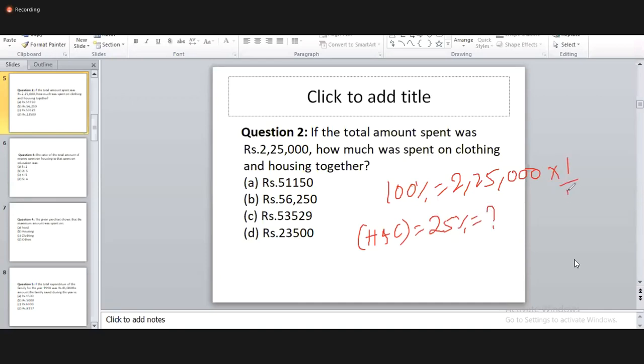So 25% is equal to how much? Can I say that is nothing but 1/4? So just calculate 1/4 of this value. 4 5s are 20, 4 6s are 24, 4 2s are 8, 4 5s are 20, 0. Is this 56,250? Yes.